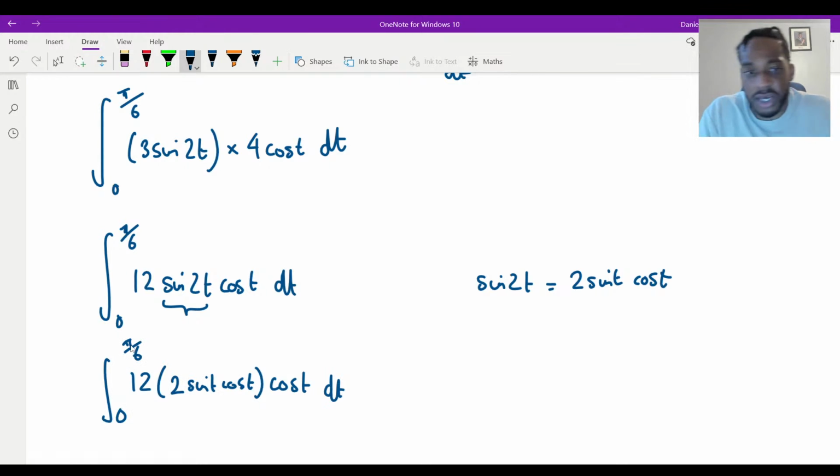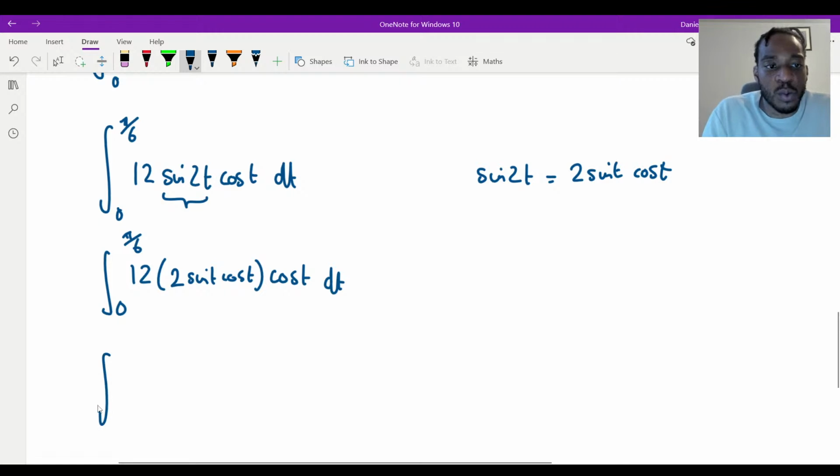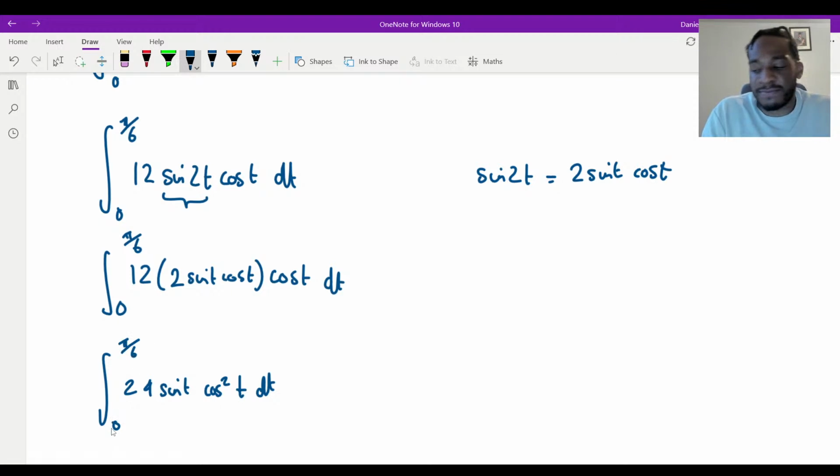And I'm just double checking. Yeah, good stuff. And then tidying this up, we've got 12 times 2, that's 24, sine t and then cos squared t dt, between 0 and pi over 6. So we're here. Yeah, we can take the 24 out, to be fair. From what I know from students, they prefer to leave it in. So I'm just going to leave it in, but you can take it out. Just do 24 times it, but I'll leave it in.